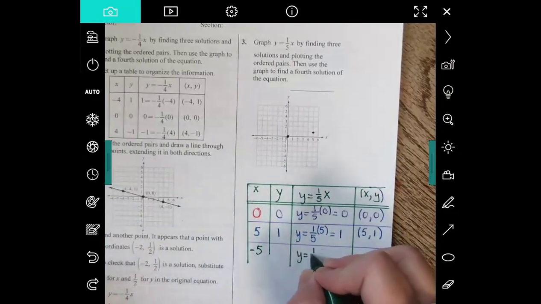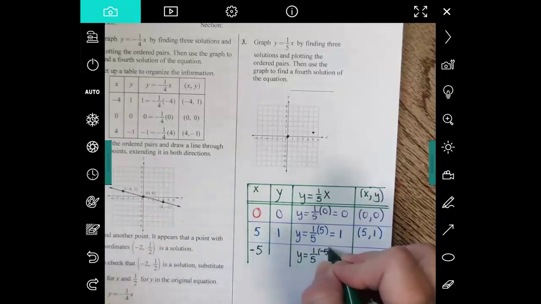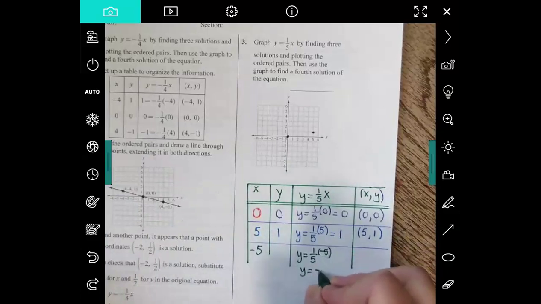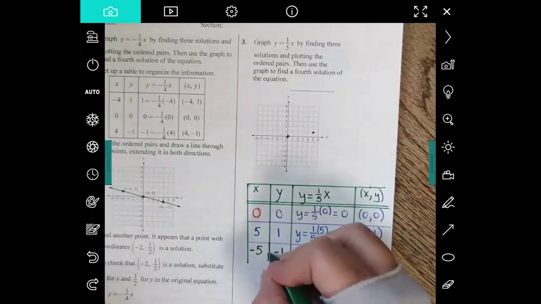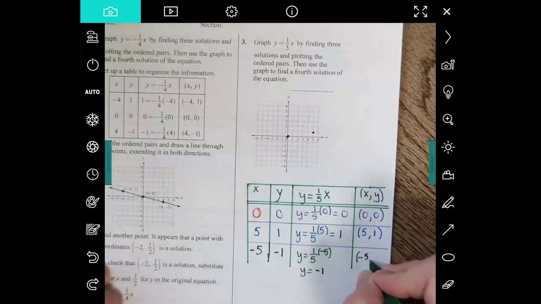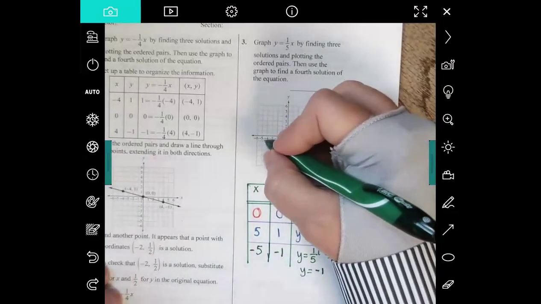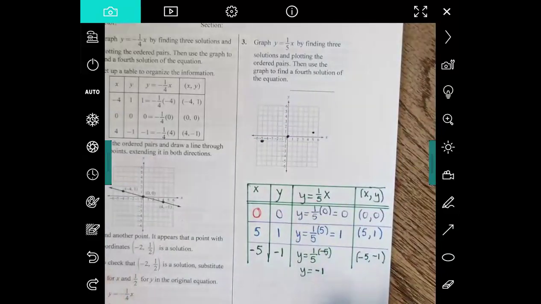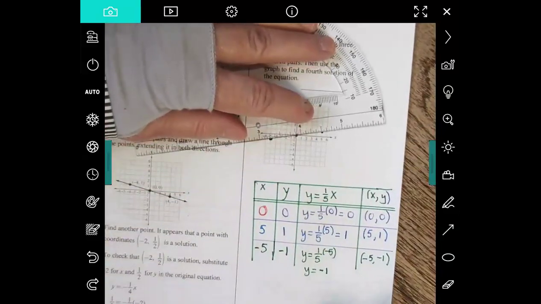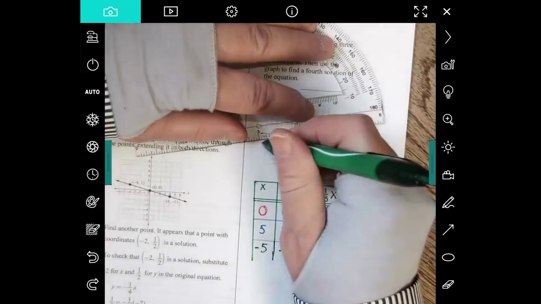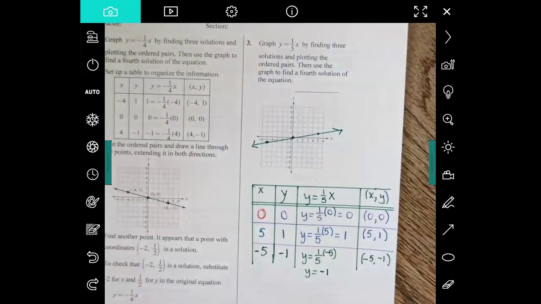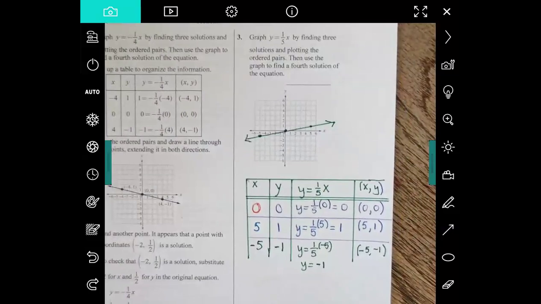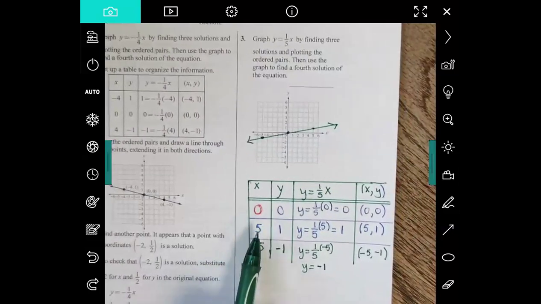Because then we can take 1/5 of -5, which is going to be -5/5, which is -1. Okay, so I put in a -5 and I get a -1. There's a point -5, -1 on this line. And sure enough, it looks good. Make your line extend off on both edges of your graph grid. And there you go. So this was harder because we needed to choose strategically what values for x that we used.